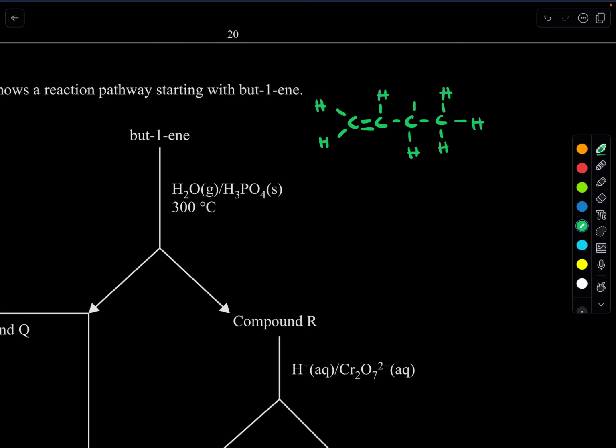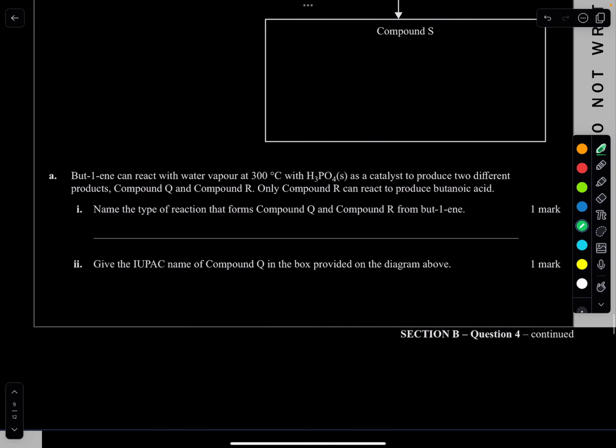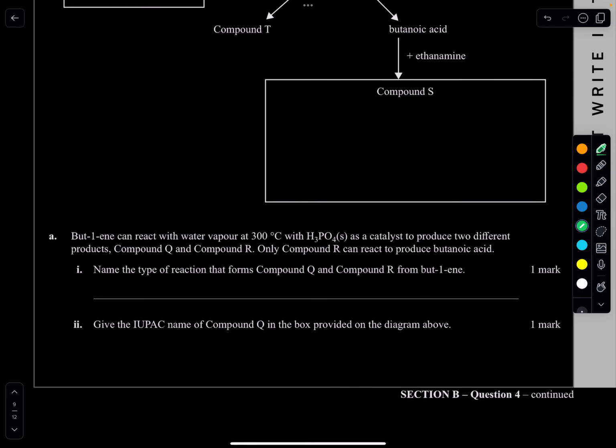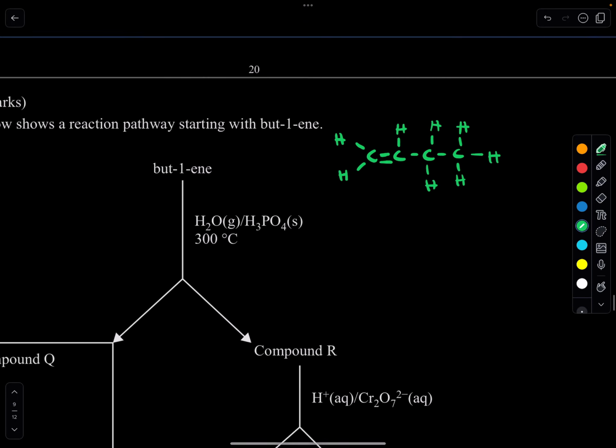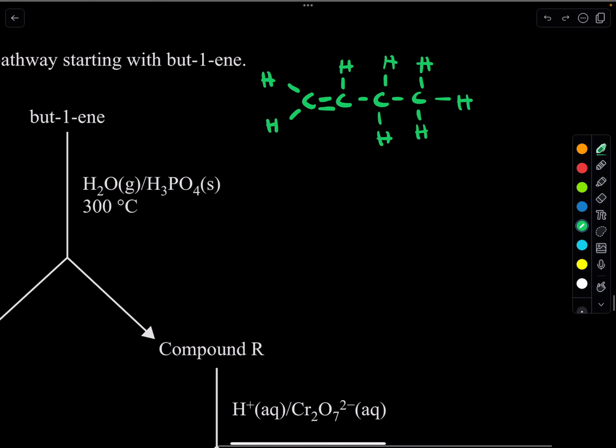All right. Done. So butane 1-ene can react with water at 300 degrees Celsius with this acting as a catalyst to produce two different products, compound Q and compound R. Only compound R can react to produce butanoic acid. Name the type of reaction that forms compound Q and compound R from butane 1-ene. So we're reacting it with water. Look at that, water. So when you're reacting this with water, what's going to happen?